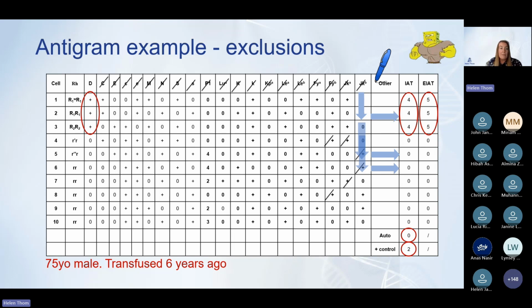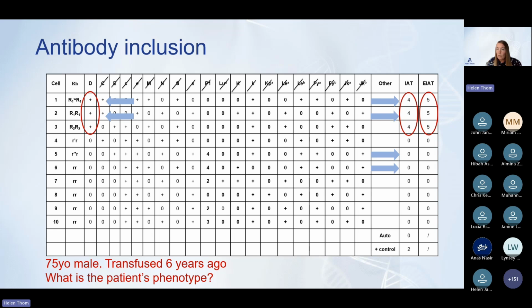So we've got a 75-year-old male. They were last transfused 6 years ago and they've made an antibody. So I'm not quite done because I've thought, right, that's really looking like it's got anti-D there, but I need to have 2 positive examples of an antibody to confirm it and 2 negative examples of an antibody. So here you can see I've definitely got 2 positive examples and I've got 2 negative examples. So I can say that anti-D is here.